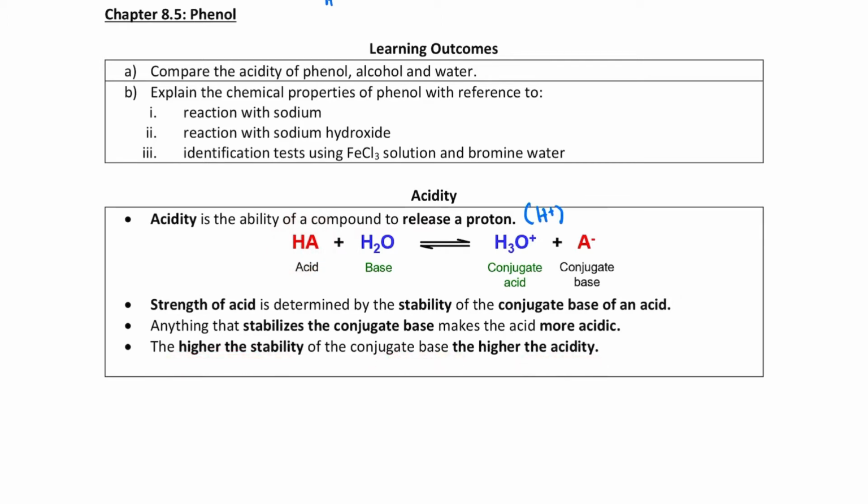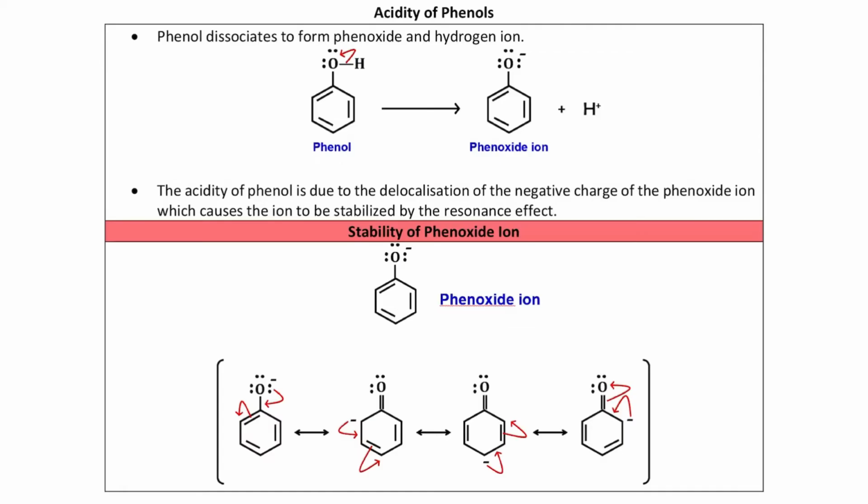So key point dia dekat sini adalah this one here. Okay, so kamu kena ingat lah point dia dekat sini. Kalau kita nak check acidity tu tinggi ke rendah, bergantung kepada stability of conjugate base. Kalau conjugate base dia stable, acidity dia tinggi lah. Okay, so tadi teori. So sekarang kita nak tengok specifically acidity for phenol tu.